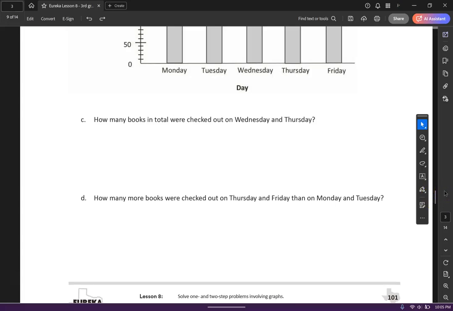C says, how many books in total were checked out on Wednesday and Thursday? Total, Wednesday, Thursday. D, how many more books were checked out on Thursday and Friday than on Monday and Tuesday? Okay, when you're done, keep it. We're going on to lesson 9.